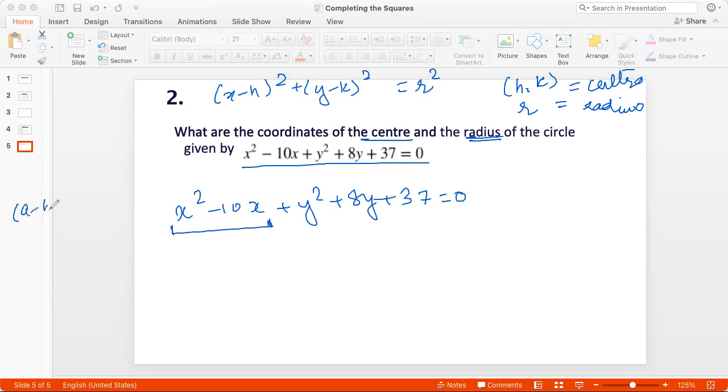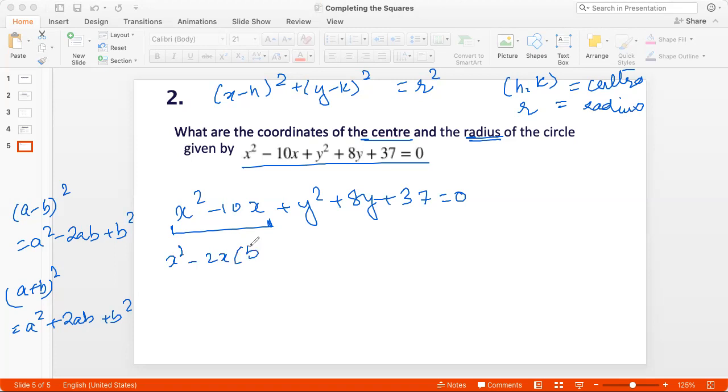Remember that a minus b the whole squared is a squared minus 2ab plus b squared, and a plus b the whole squared is a squared plus 2ab plus b squared. So if I write this as x squared minus 2x into 5, because 10 is 2 into 5, then I can look at this expanded form. And if I add 5 squared here, then I get it in the form of a squared minus 2ab plus b squared. And that will simply be x minus 5 the whole squared.